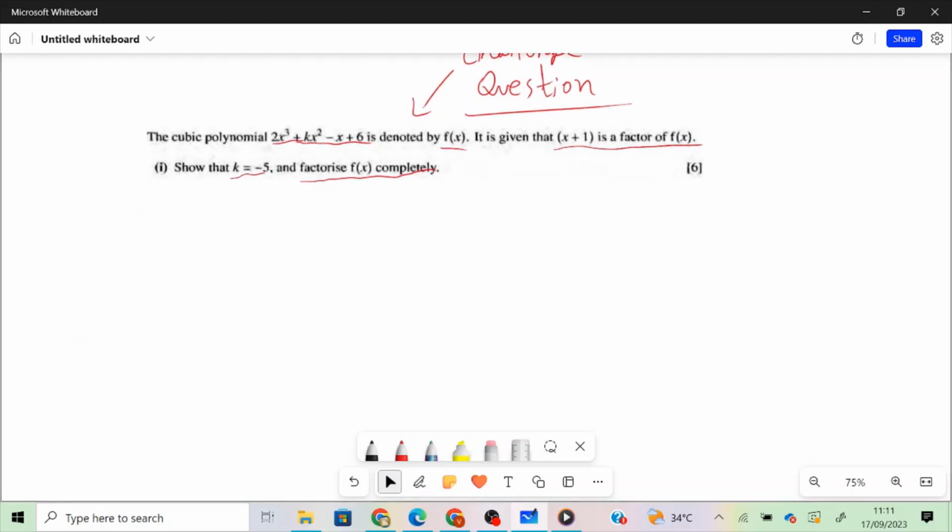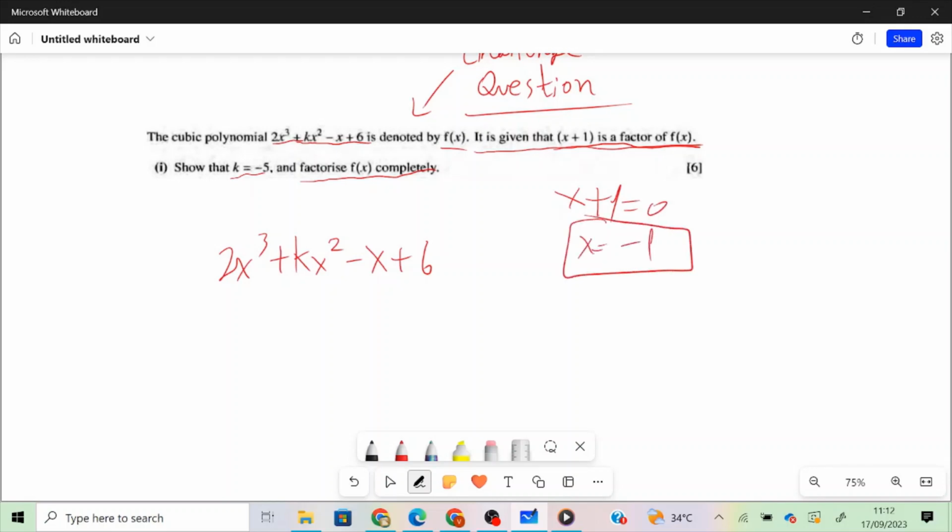So our polynomial we have is 2x cubed plus kx squared minus x plus 6. Now, we don't know k. However, they said that it is given that x plus 1 is a factor of f of x. So x plus 1 equals 0 and x equals minus 1. What they're trying to say with that statement is that when we substitute minus 1 into our x in the polynomial, we are meant to get 0, because it says that x plus 1 is a factor of f of x.